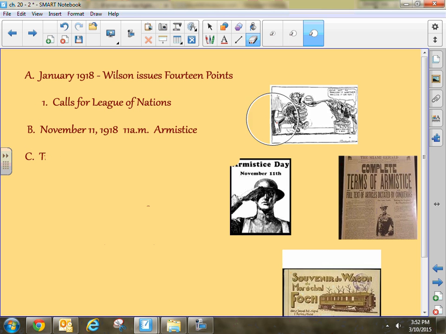Fighting stopped on November 11th, 1918 at 11 a.m. And for a long time, that was called Armistice Day. Eventually, in the United States, that was changed to be called Veterans Day. So that's when we remember veterans from all of our wars.